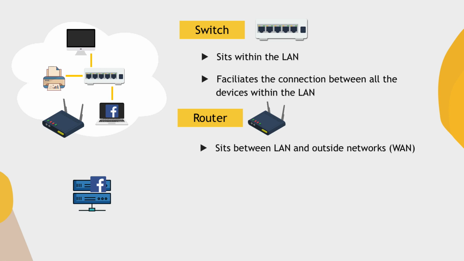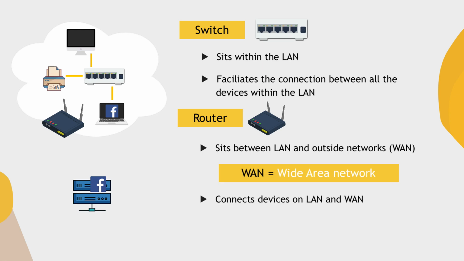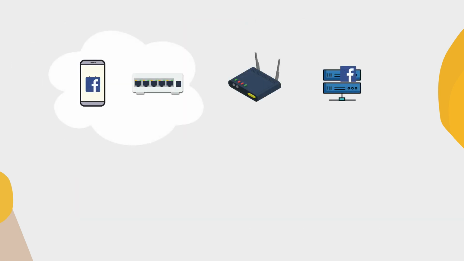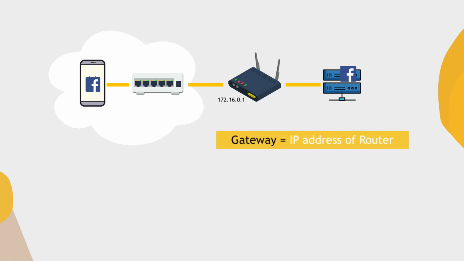A router is a network device that sits between the local area network and the outside network, which is also called a wide area network or WAN. So the router connects devices on the local area network and the wide area network, which means the router connects you to the internet. Back to our Facebook example, if you want to open the Facebook app on your phone, it will send a request to the router, then the router will send that request to the Facebook server over the internet. And the IP address of the router is called a gateway. So when you hear the term router and network gateway, they are basically the same thing.